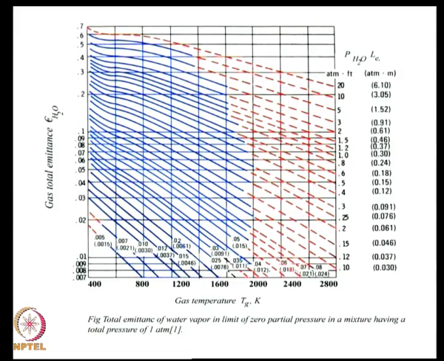So, here is the total emissivity of water vapor as a function of gas temperature for various path lengths, and the path length is in atmosphere centimeter. You can see that as the temperature increases, the emissivity of the gas goes on decreasing, and notice that even at the highest path length, the emissivity does not cross 0.7. So, that has to be kept in mind.